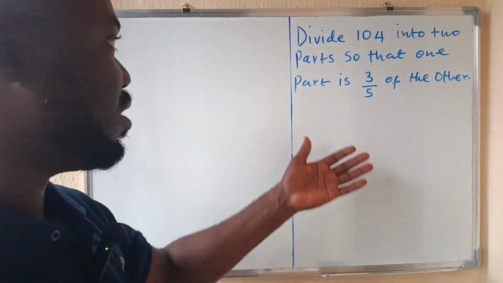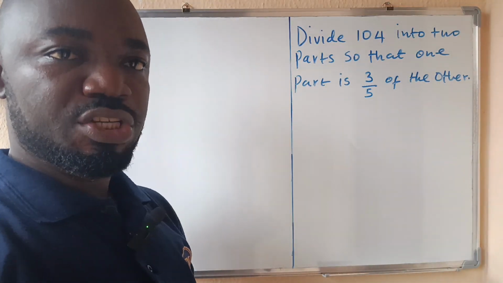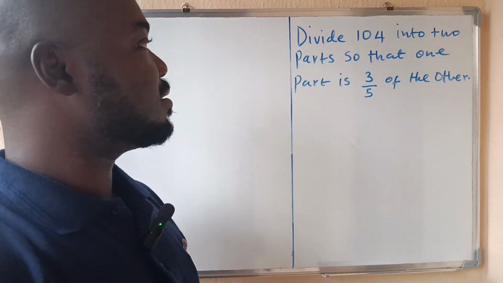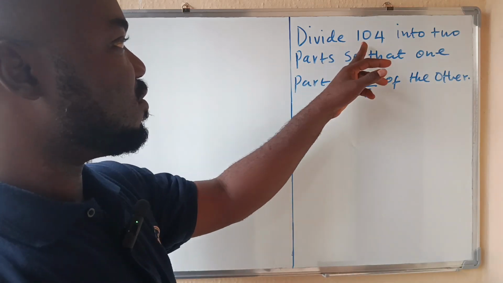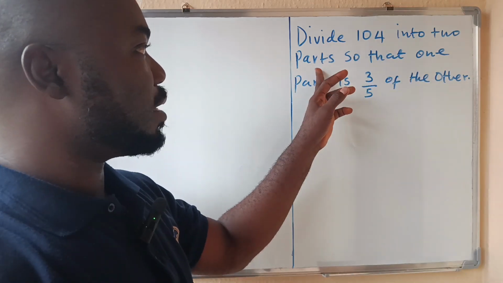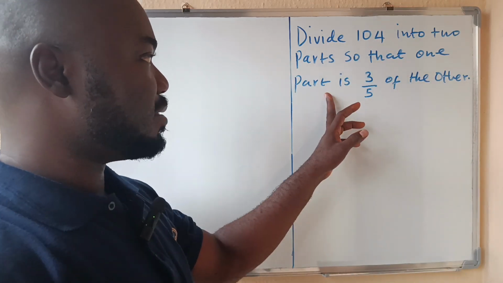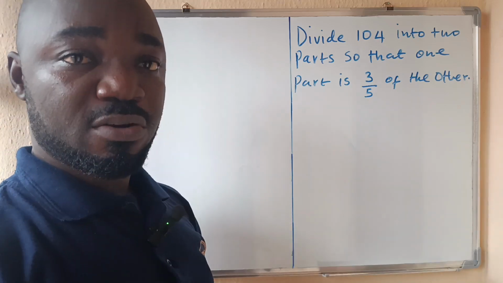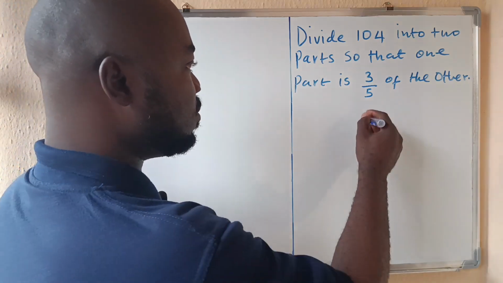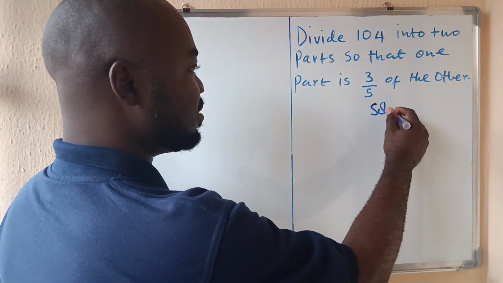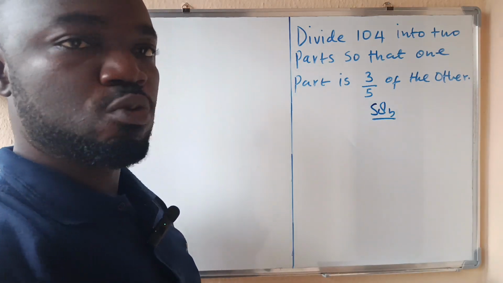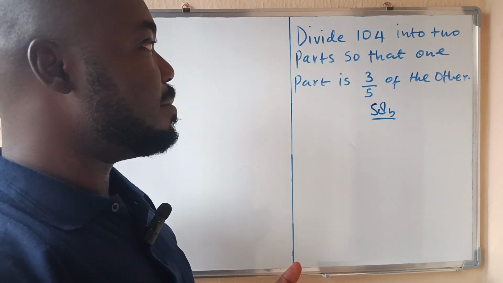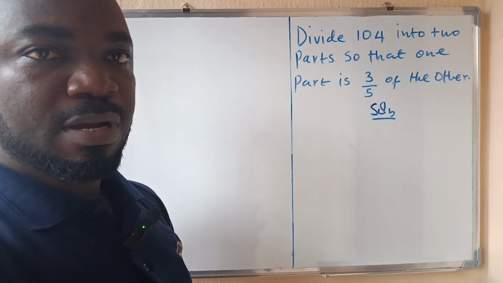So we have this question on the board that has to do with ratio and division of numbers. And it says, divide 104 into two parts so that one part is 3/5 of the other. So this is a word problem. How do we tackle this?